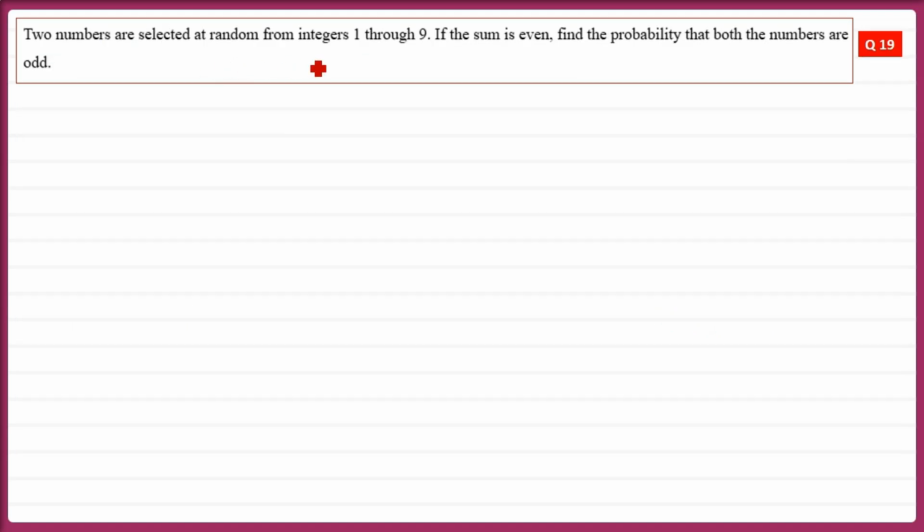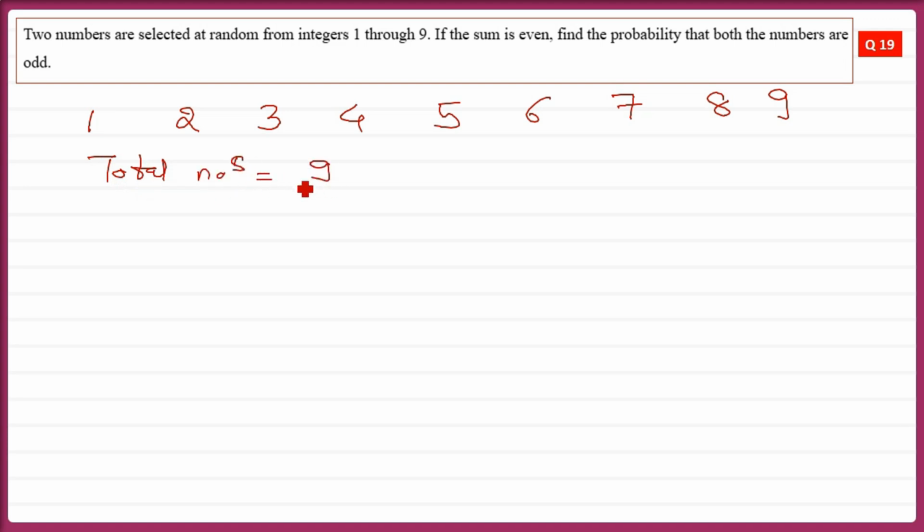Two numbers are selected at random from integers 1 through 9. If the sum is even, find the probability that both the numbers are odd. Now this is a tricky question. First, let me just write this 1 through 9. So this is 1, 2, 3, 4, 5, 6, 7, 8 and 9. Now how many total numbers are there? The total numbers are 9. If you count from 1 to 9 on your fingers, it will be 9.